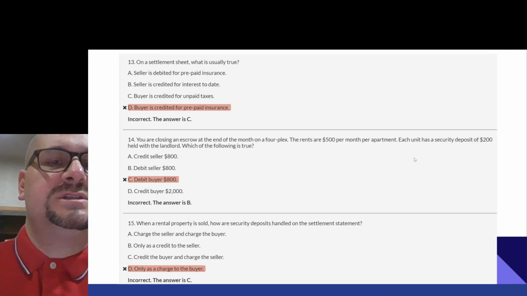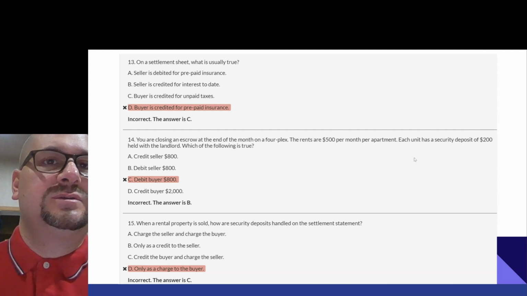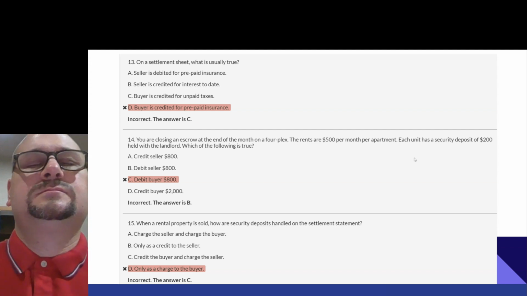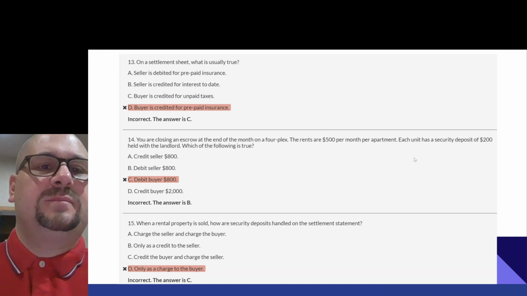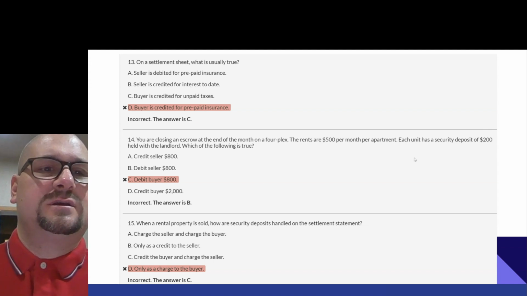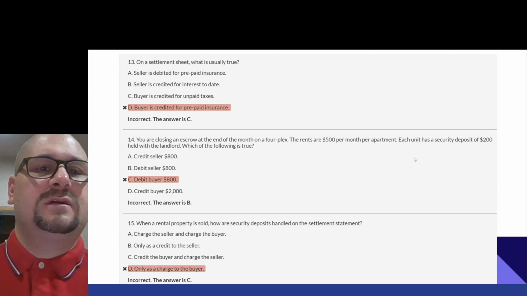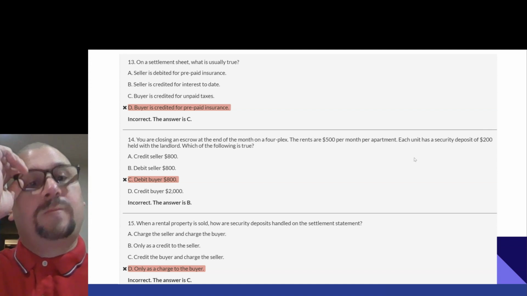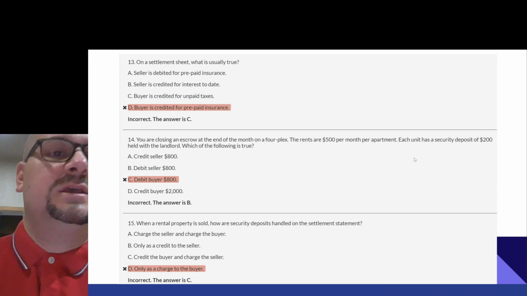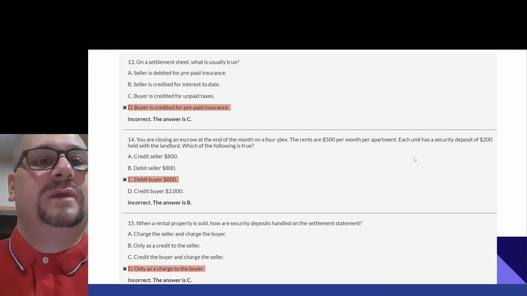On a settlement sheet, what is usually true? This one's C. Buyer is credited for unpaid taxes. So on a settlement sheet, what is usually true? Buyer is credited for unpaid taxes.